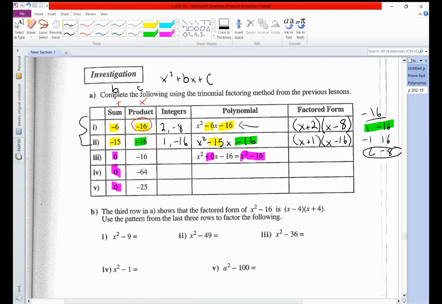But we can still proceed and find the two integers that multiply to -16 and add to 0. Let's continue our -16 chart. -2 and 8. 3 doesn't go, but how about 4 and -4?